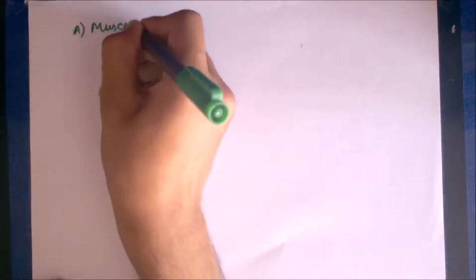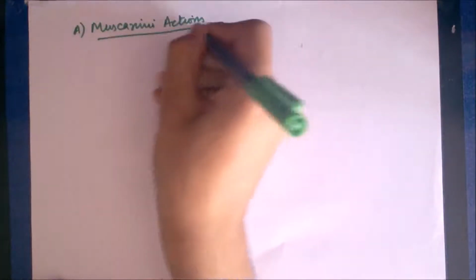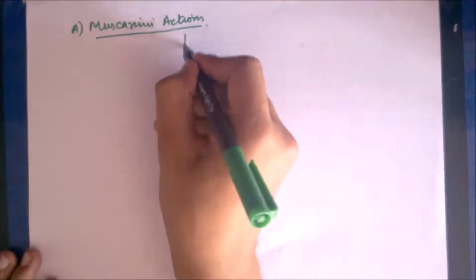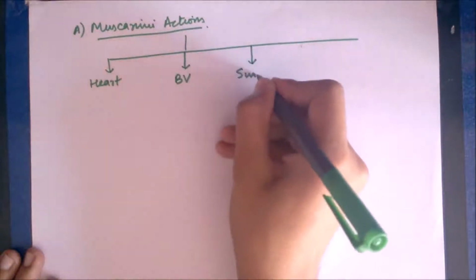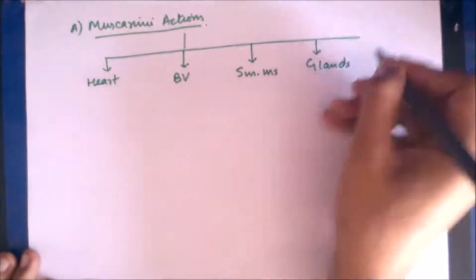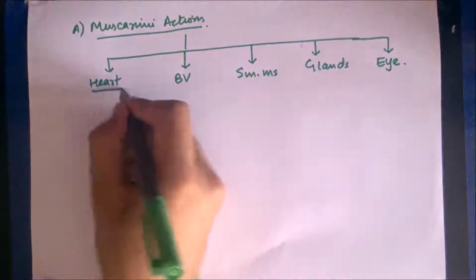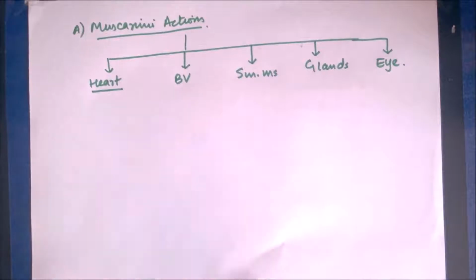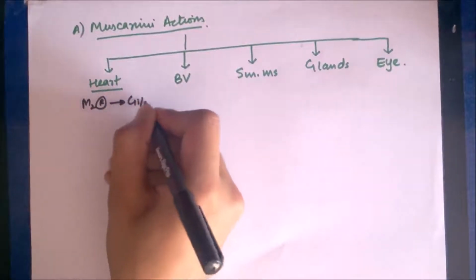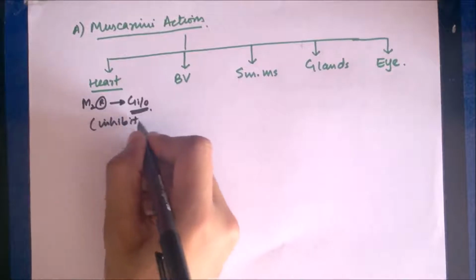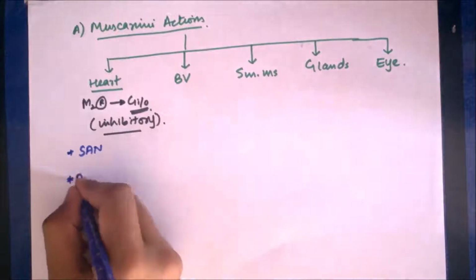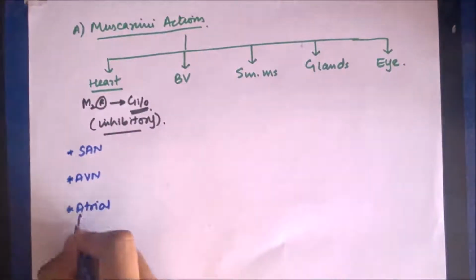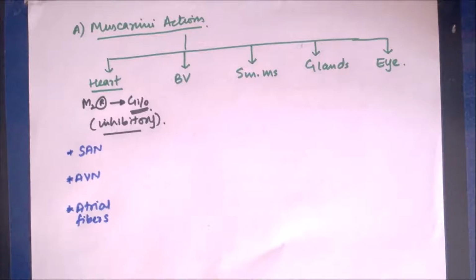Now, the muscarinic actions of acetylcholine can be studied according to the organs on which muscarinic receptors are present. So the actions of acetylcholine can be divided into certain types, such as actions on heart, actions on blood vessels, actions on smooth muscles, actions on glands, and actions on eye. So in heart, the predominant muscarinic receptor subtype is M2, which is an inhibitory type of G protein coupled receptor. They are predominantly present in the SA node. They are also present in the AV node, and in the atrial fibers. Ventricles have a low number of these receptors.